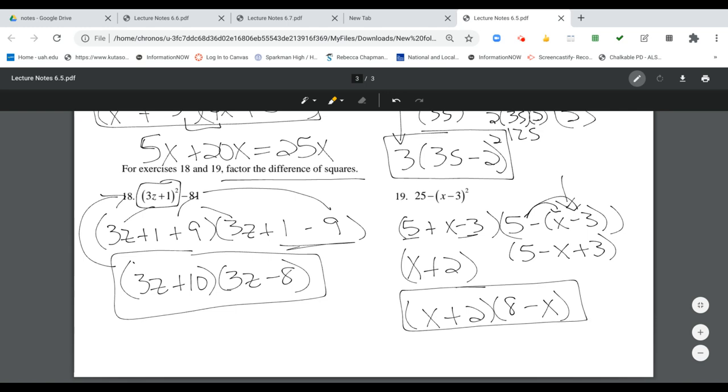So I hope that helps with difference of squares and perfect square trinomials. If not, please contact me and we'll work through some more.